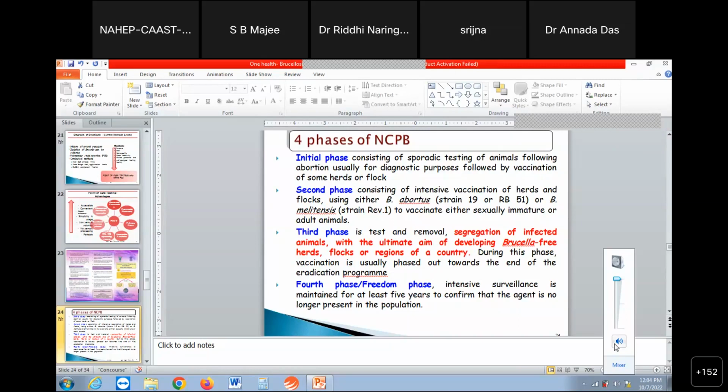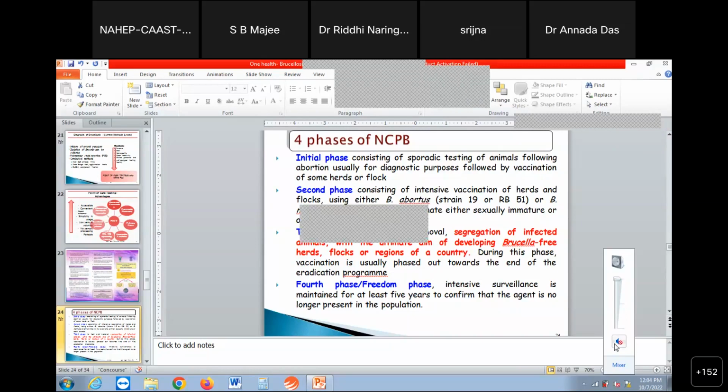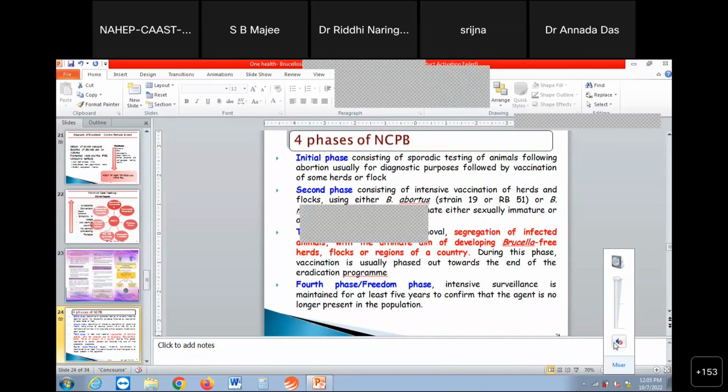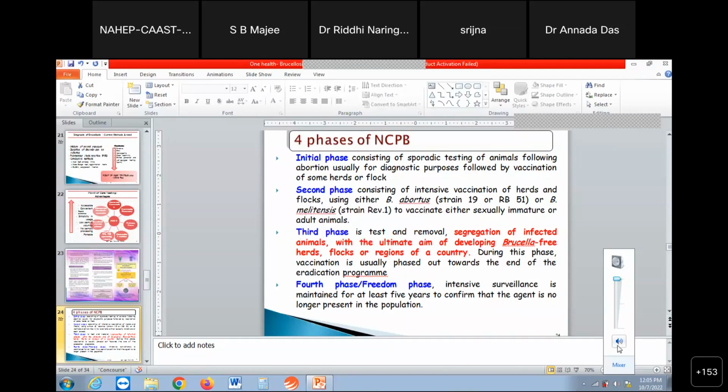Now, the fourth phase is the freedom phase, which is intensive surveillance. The intensive surveillance is to be maintained for at least 5 years to confirm that the agent is no longer present in the population. You have to continue this surveillance for 5 years, and if you constantly get a negative IgG below the infective cutoff, then you know that these animals are now negative for the disease. That again has to be done with the ELISA, which differentiates between vaccinated and infected animals. That is the ELISA which had to be used in this intensive surveillance program.